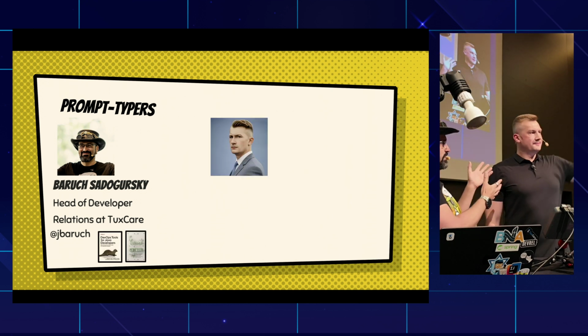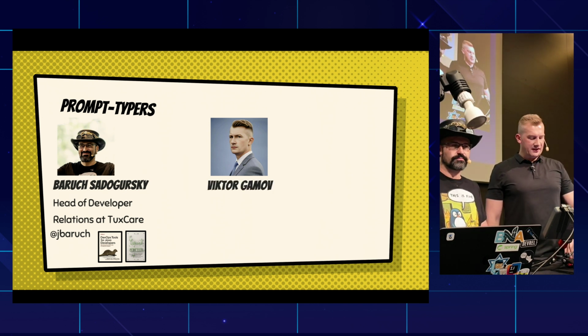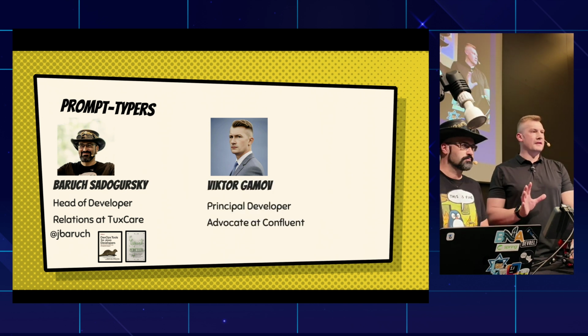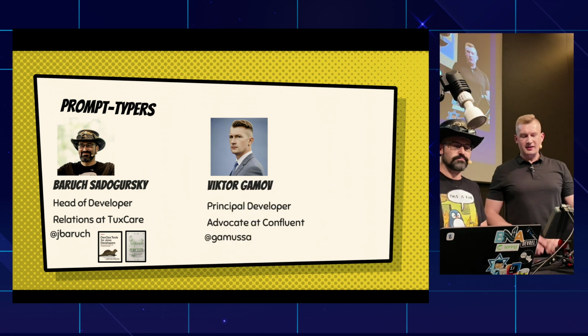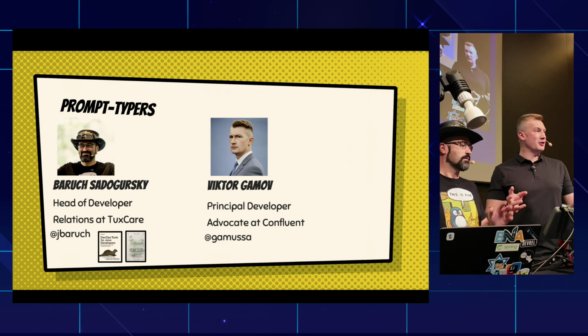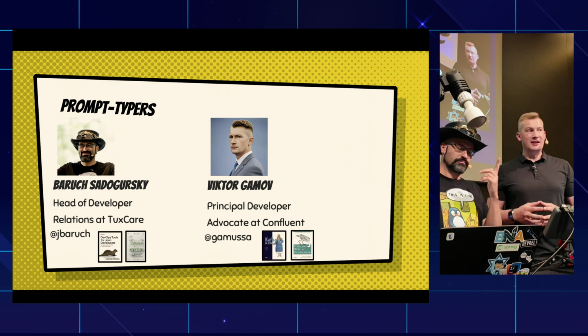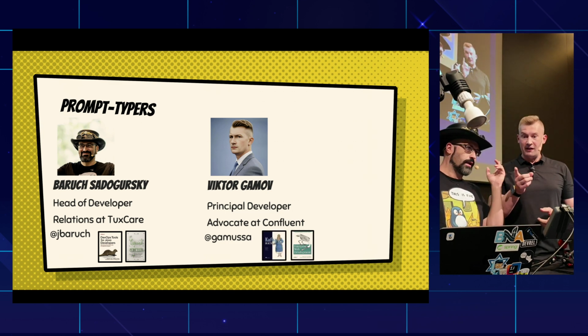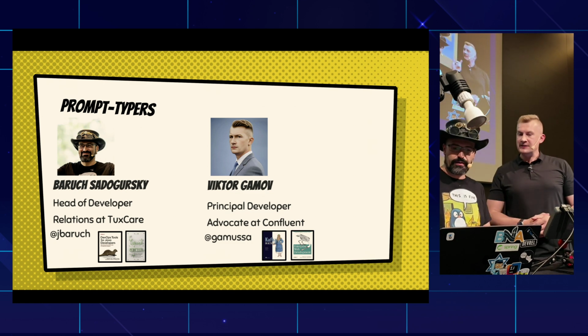This is my esteemed colleague Victor Gamov, principal developer advocate with Confluent, all things Kafka, all things stream processing, and all things vibe coding. Also wrote a couple books, Enterprise Web Development and Kafka in Action. At Gamusa everywhere.